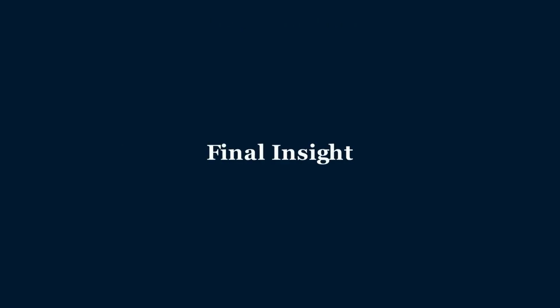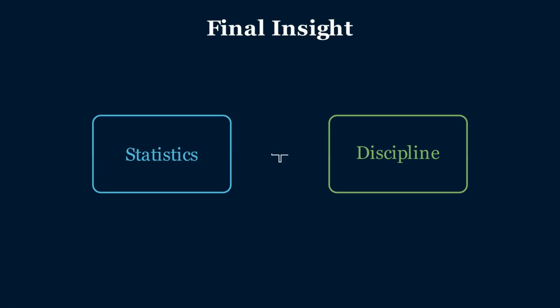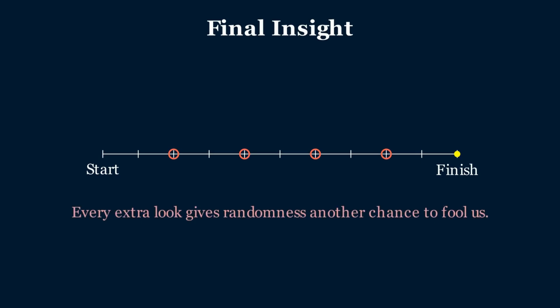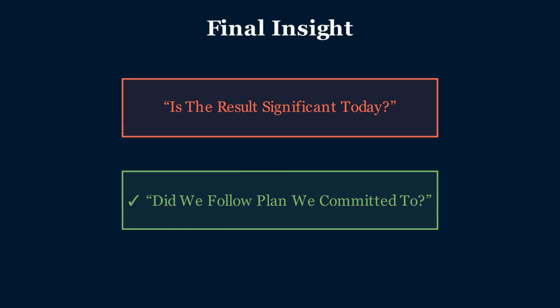And all of these best practices point toward one bigger lesson. The peeking problem teaches us something much bigger than hypothesis testing. Statistics is not just about calculations, it is about discipline. A perfectly designed experiment can still produce misleading conclusions if we ignore the rules halfway through. Every additional look gives randomness another chance to fool us. That is why great experimenters don't simply ask, is the result significant today? They ask, did we follow the plan we committed to before the experiment began?